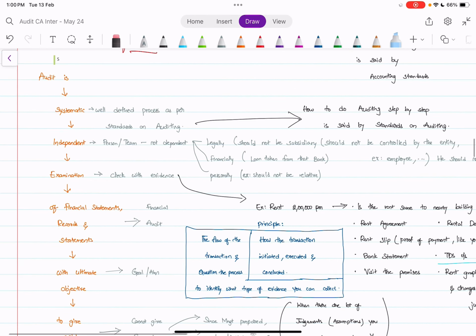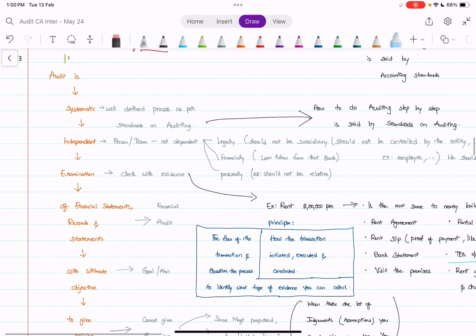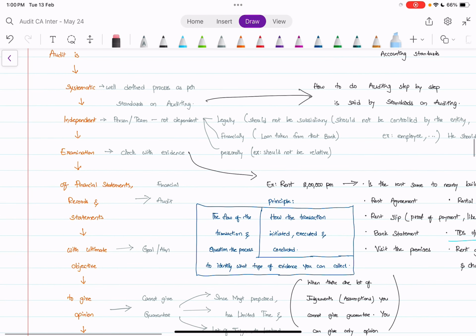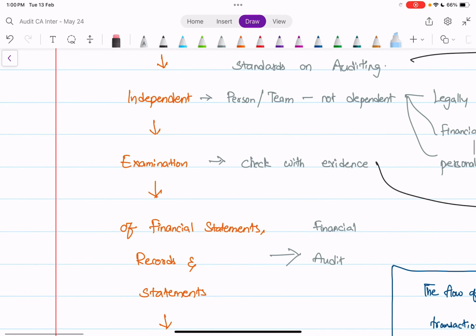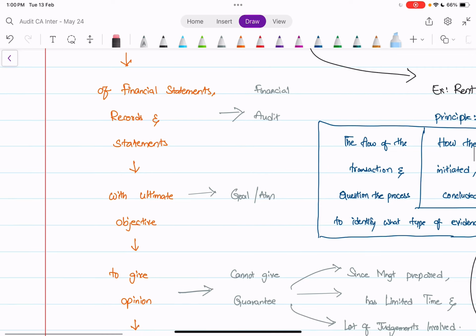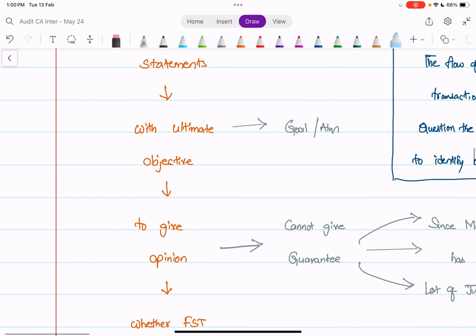So let us come back to the definition. He checks the financial statements based on evidence, and his ultimate objective is to give an opinion. Why is he giving only an opinion? Why can't he give a guarantee? You cannot give a guarantee where judgments are involved. This is the first step. This is the primary thing. Judgment changes from person to person.